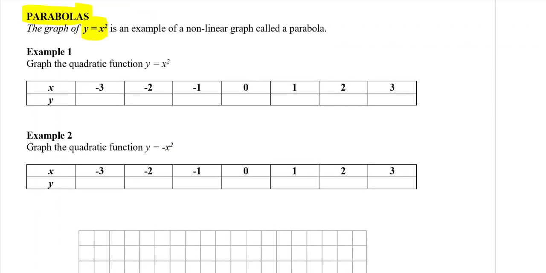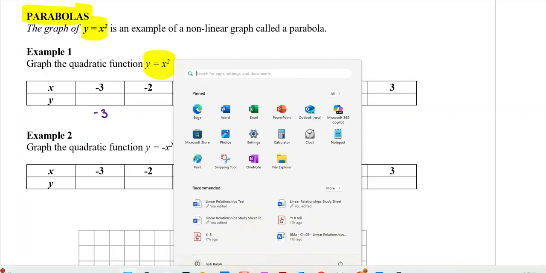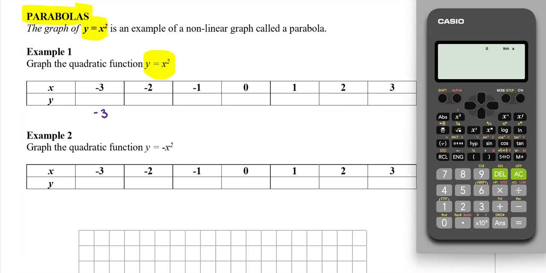So our first equation, we're just going to start with our very basic one, y is equal to x squared, and we're going to fill in this table. So if x is equal to -3, that means I want to put in my calculator -3 squared. Now the mistake that some people make when putting this in their calculator is to do this. They go -3 and then they put the squared there like that, and then they get the answer of -9.